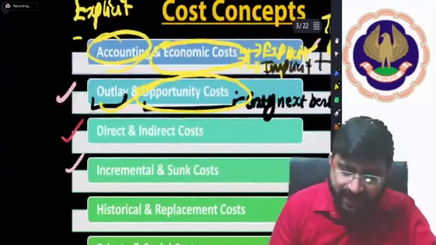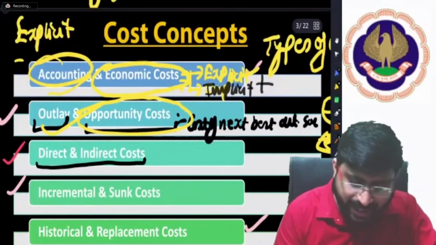Now let's explain direct and indirect cost.